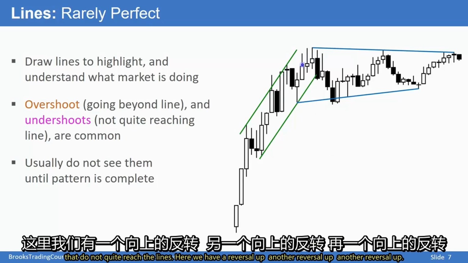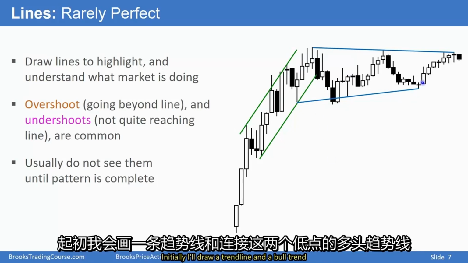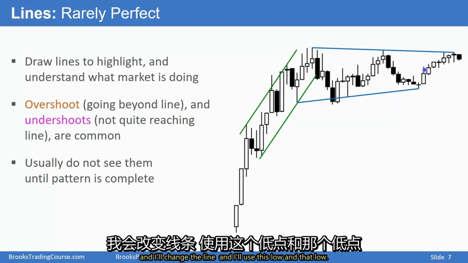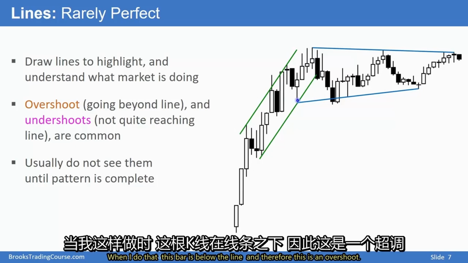Here we have a reversal up, another reversal up, another reversal up. Initially, I'll draw a trend line in a bull trend connecting these 2 lows, but then I see a reversal up here, and I'll change the line and I'll use this low and that low. When I do that, this bar is below the line. And therefore, this is an overshoot.